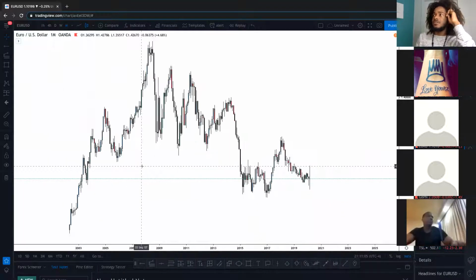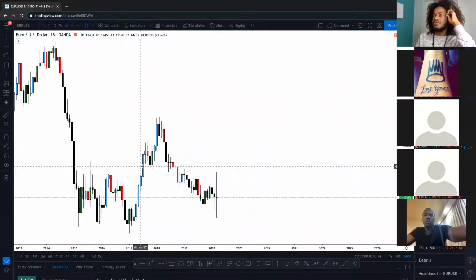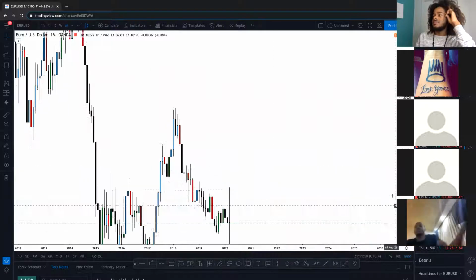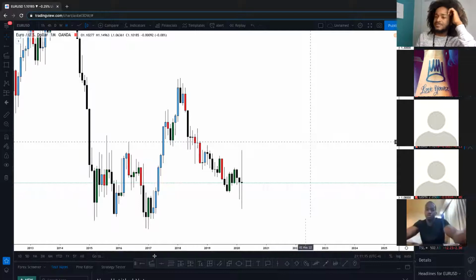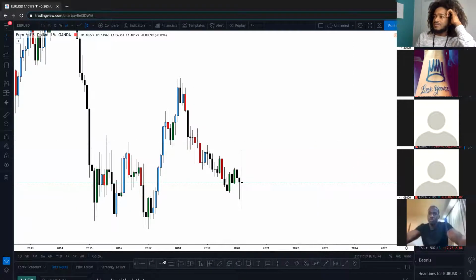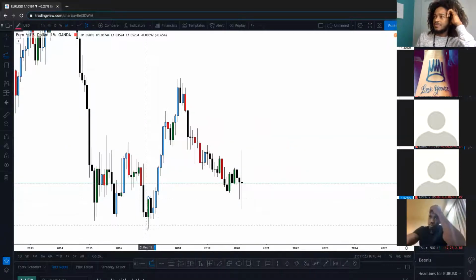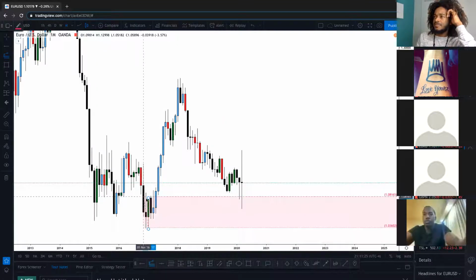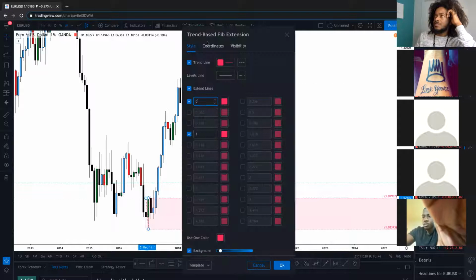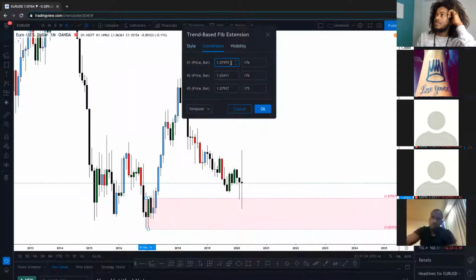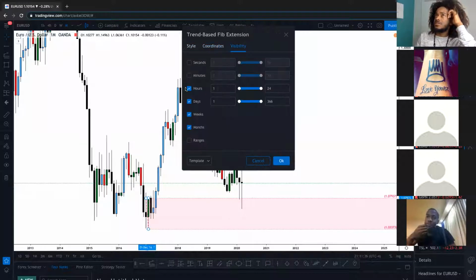So right now we're looking at Euro USD. Mostly using supply and demand. If you have any questions, go ahead, you can unmute your mic, up to you, right? So the first thing we will do, we go draw the supply and demand zone, the monthly supply and demand zone on Euro USD, right?